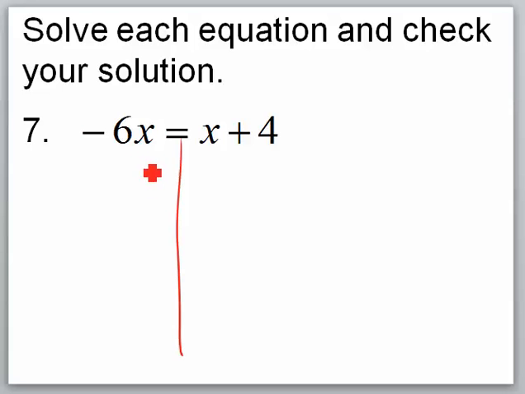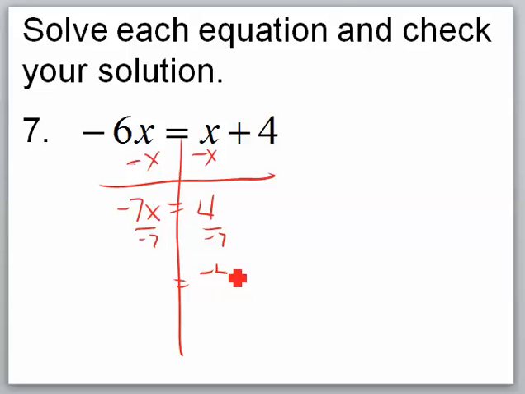And because I've done enough of these, I know I want my x's on one side and the number on the other. It only makes sense to move this negative x to the other side because now I have all my x's on one side and my number on the other. Then I divide by -7. 4 does not go evenly in, so I just get the answer of -4/7.